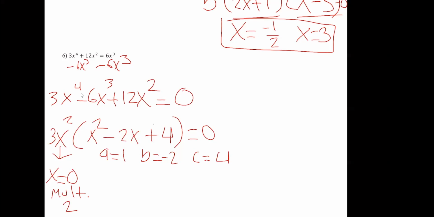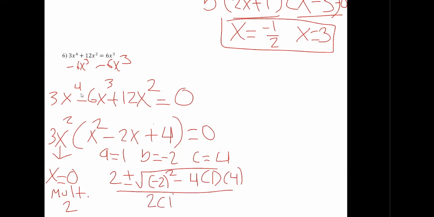So if we plug it in really quick, remember the formula is negative b. So it would really be positive 2 in front, because it's -2 plus or minus the square root of b squared, so -2 squared minus 4 times our a times our c, all over 2 times a. I'm just going to start cleaning this up here. So we're going to have 2 plus or minus over 2.